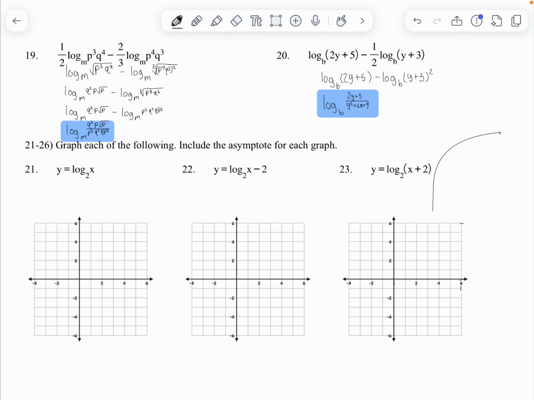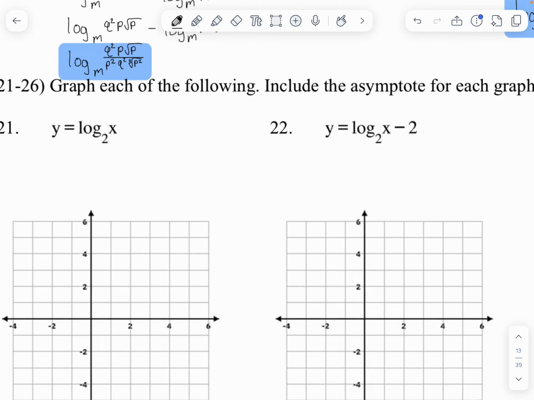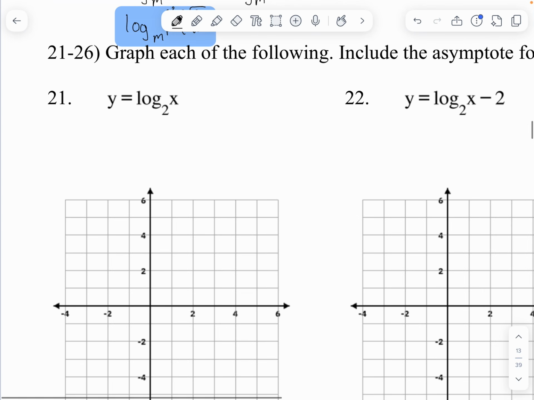In this video, we are going to be graphing logarithmic functions, so let's get into it. First of all, we need to graph the parent function of y equals log base 2 of x. So let's get started on that.